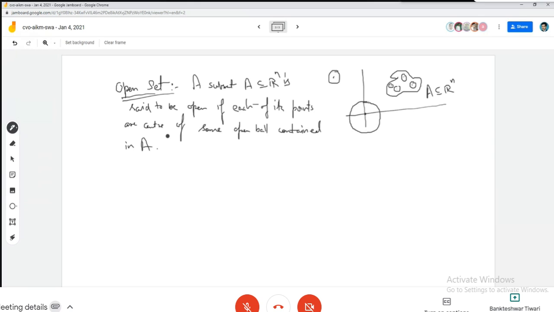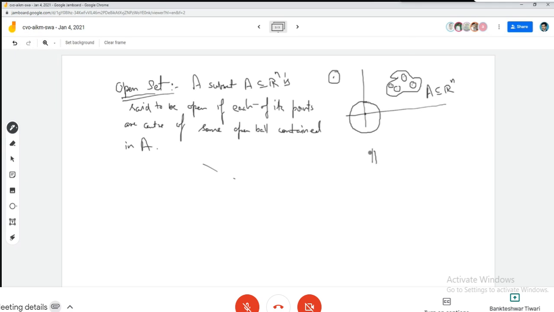एक सेट को हम कहेंगे कि वो ओपन है अगर उसका हर पॉइंट किसी भी ओपन बॉल का सेंटर हो. ये कोई जरूरी नहीं कि रेडियस कितना होगा, लेकिन एक ओपन बॉल होना चाहिए. However small a radius you choose, it is up to you, but there should be some open ball, and that open ball should be completely contained in the set A. So now you can think of some examples.